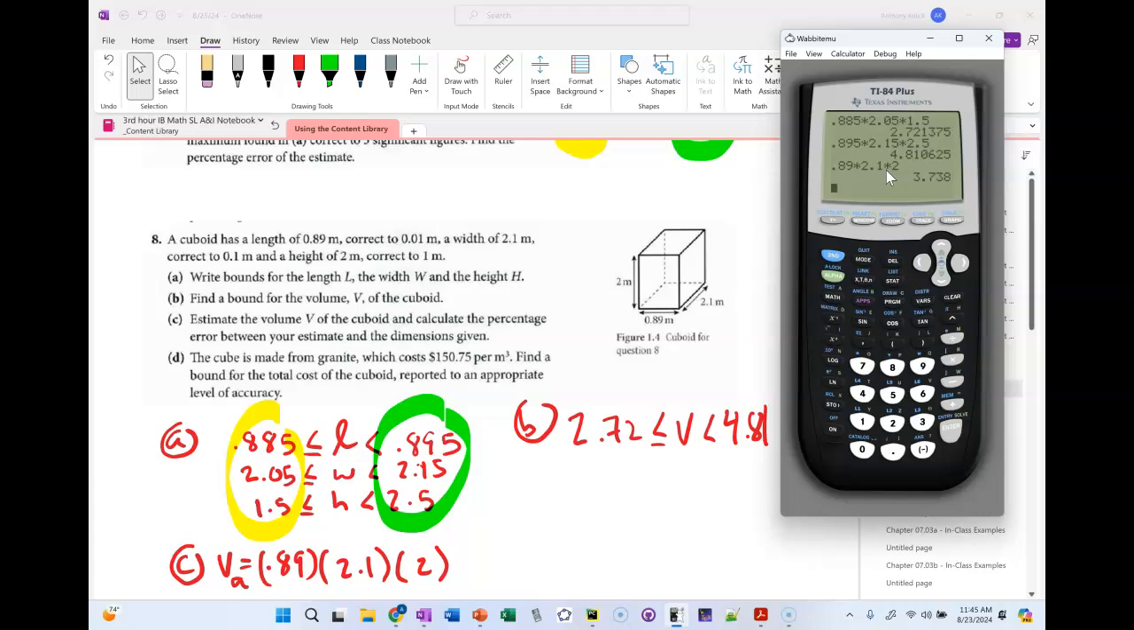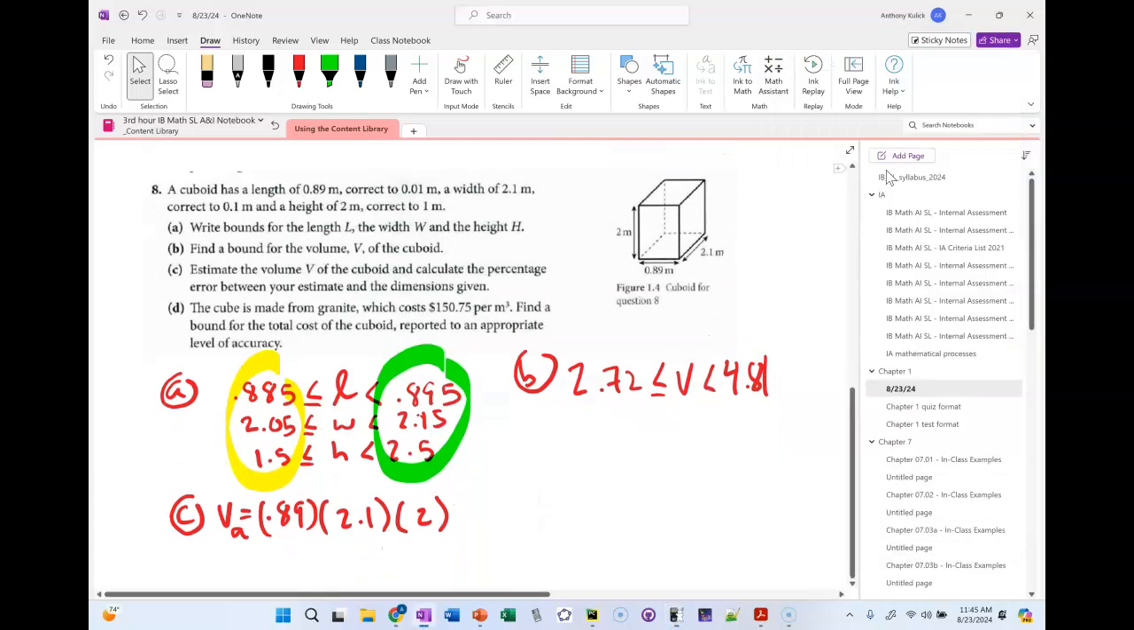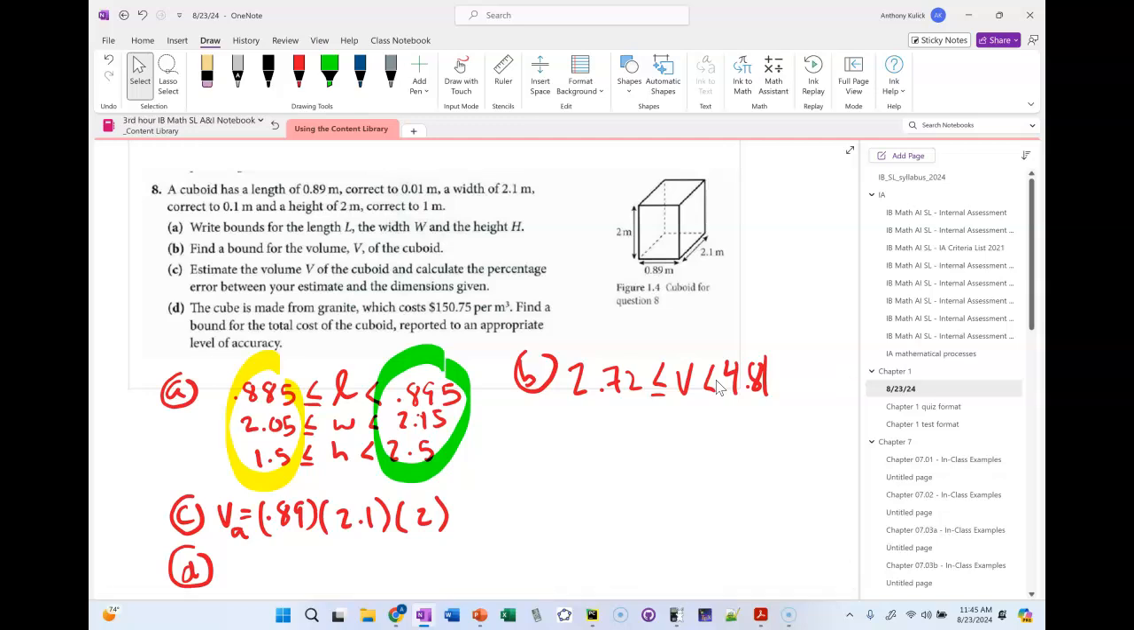Now, I don't know what you're supposed to do with C, but Alessa, we can do D because we do have our volumes. So if it wants a cost range, all I'm going to do is take each one of these numbers that are cubic meters and multiply it by the 50.75, and it'll give me then a bound for my cost. I don't know what we're supposed to do with C. It's a mystery to me.